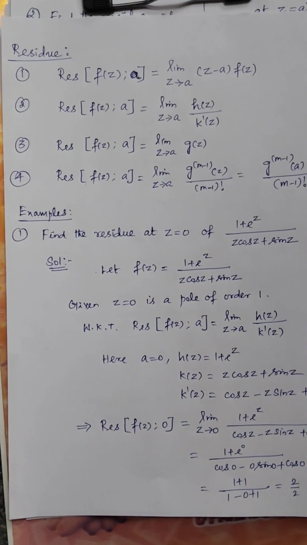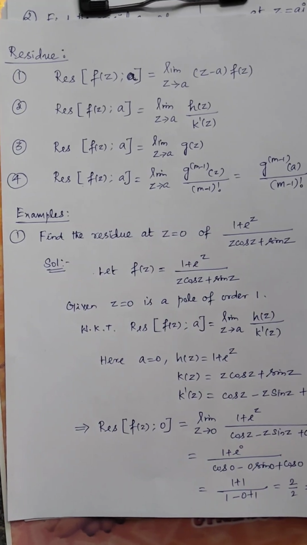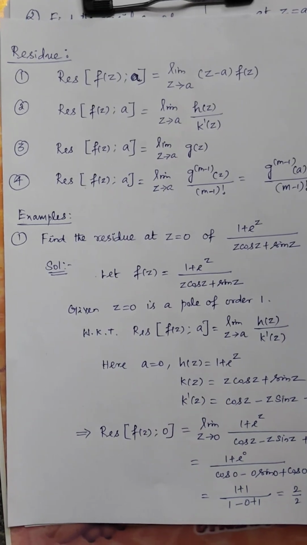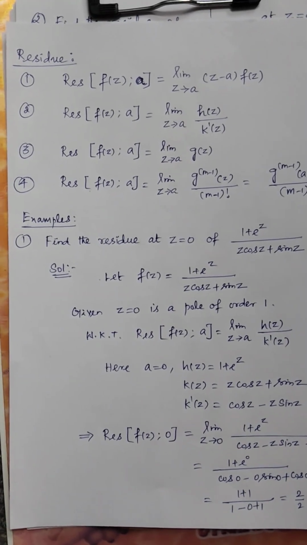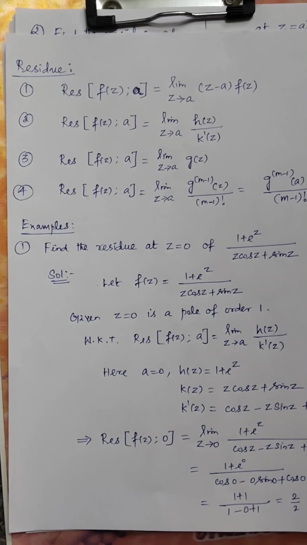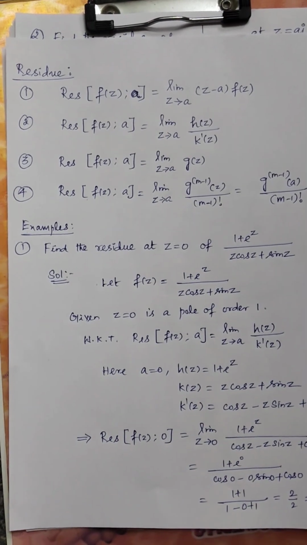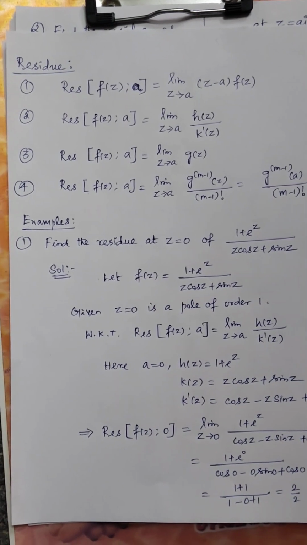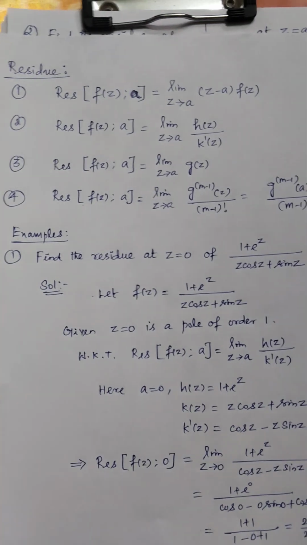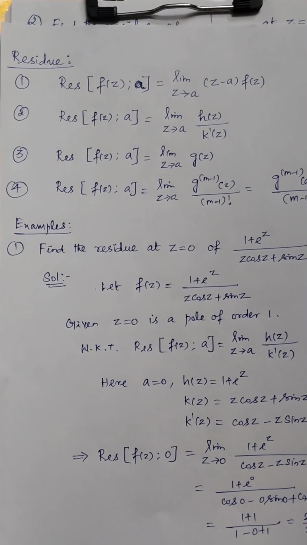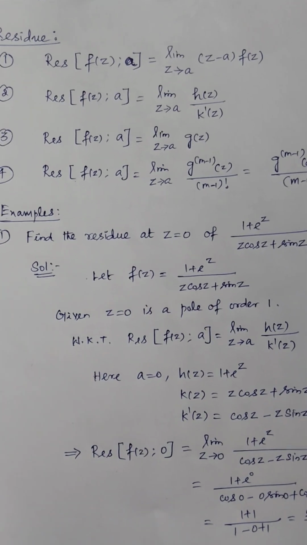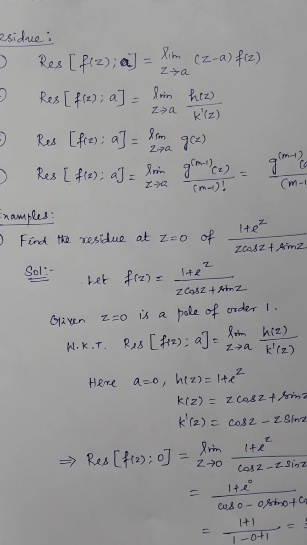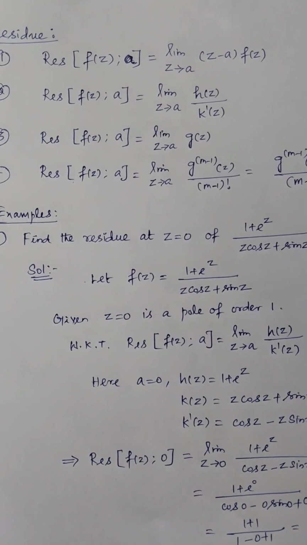I gave only the four important formulas for finding residues. The first three formulas are for simple poles, and the fourth one is for a pole of order m. Okay, so the first one: residue of f of z at the pole a is equal to limit z tends to a of z minus a into f of z.